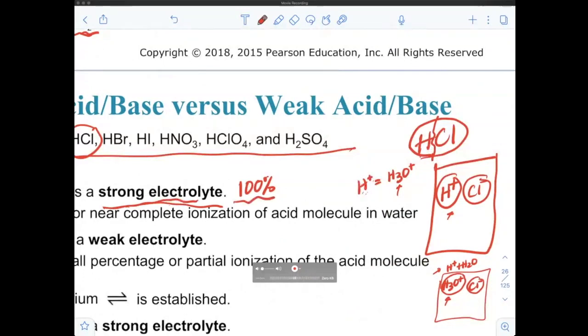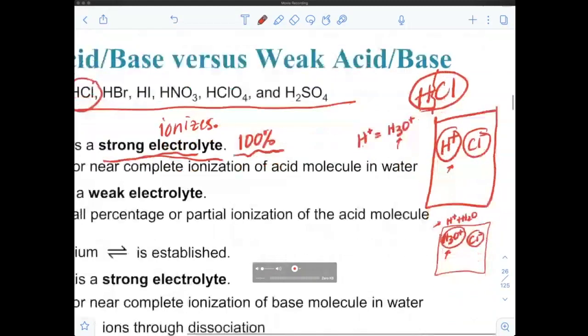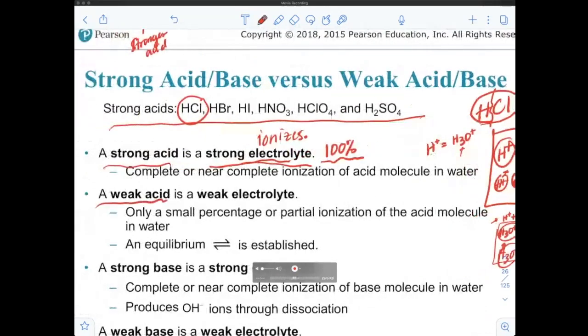Strong electrolyte means 100% separation between the hydrogen ion and the chloride ion, and we call that ionizing because you're forming the ions, right? Ionizes or ionizing. Okay. Strong acid, 100% ionized. Here we'll see H3O plus separate from Cl minus. A weak acid is also a weak electrolyte.